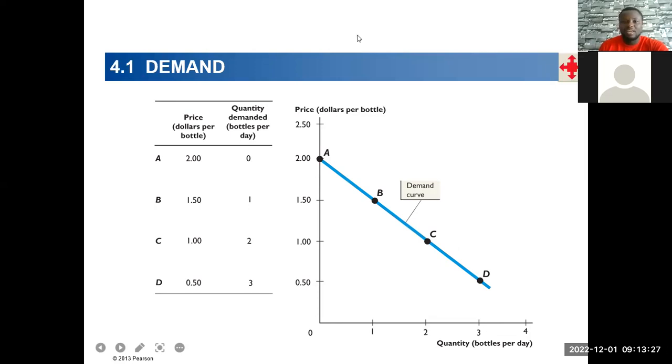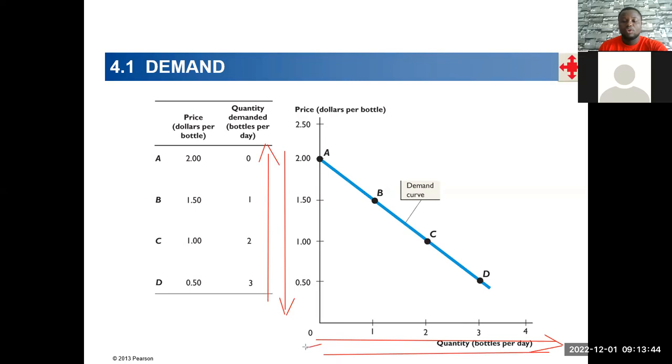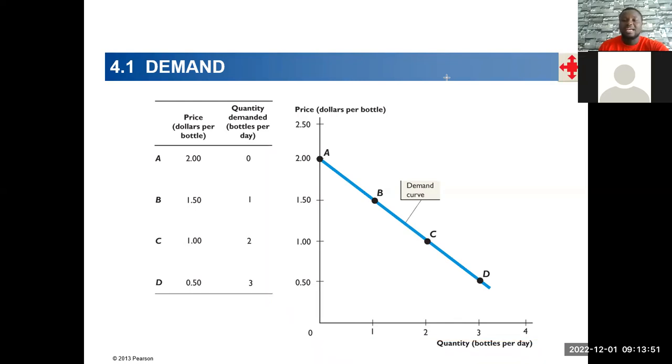As price falls, we see an increase in what? In the quantity demanded. Now, if there's an increase in price, then the quantity demanded will be falling. So the graph shows the inverse relationship between price and quantity demanded. If you look at the table too, it's the same thing. As price falls, quantity demanded increases. As price increases, quantity demanded decreases. So these are the two ways in which we depict the relationship between price and quantity demanded.